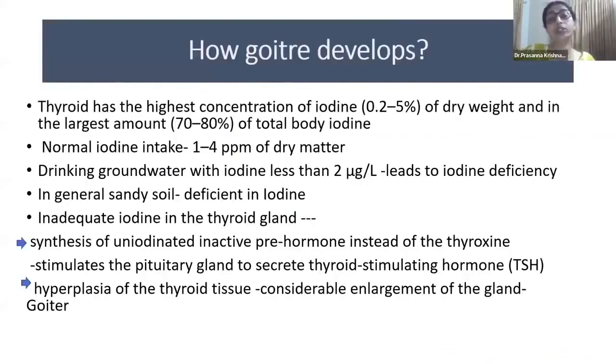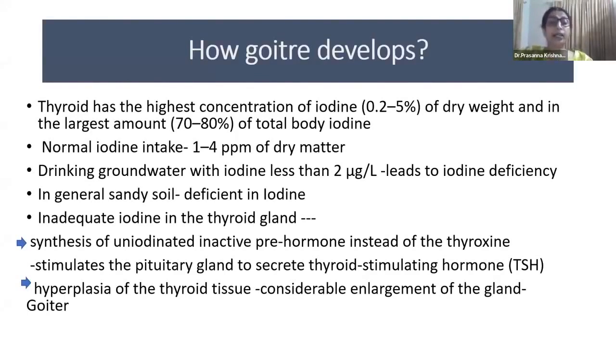It has the highest concentration of iodine, 0.2 to 5% of the dry weight, and almost 70 to 80% of the total body iodine is in the thyroid gland. And normal iodine intake is 1 to 4 parts per million of dry matter. Just keep this in numbers. It all depends upon the geographical area, so please take care of these numbers. Drinking groundwater with iodine less than 2 micrograms per liter can lead to iodine deficiency. What is seen is that sandy soil is generally deficient in iodine.